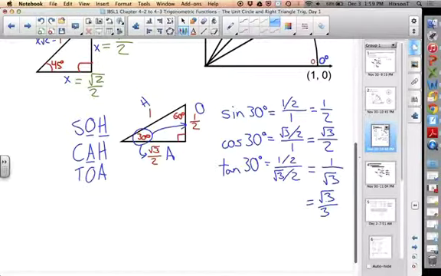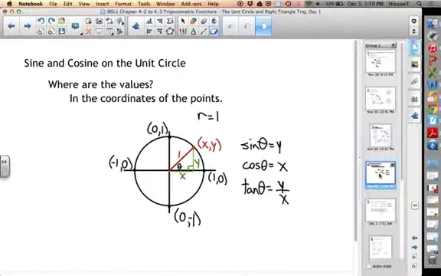All right? Now, to kind of summarize this, now that we've seen it down here, notice sine and cosine are in the unit circle, in the coordinates of each of the points on the unit circle. So your y-coordinate is always going to be sine, your x-coordinate's always going to be the cosine, and then tangent is just going to be y over x. Are there any questions about that part of it?